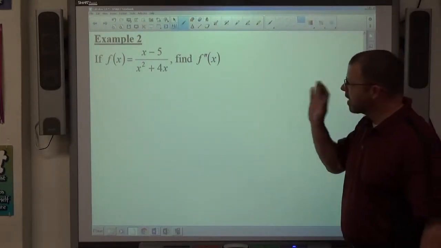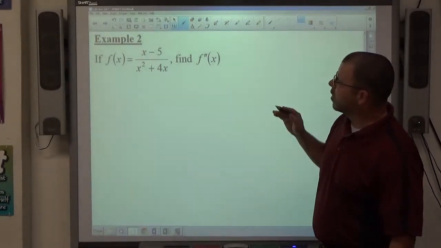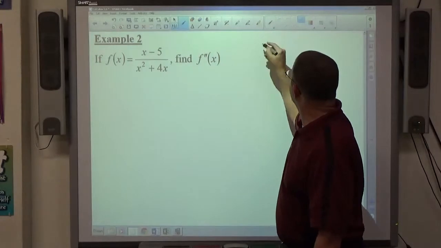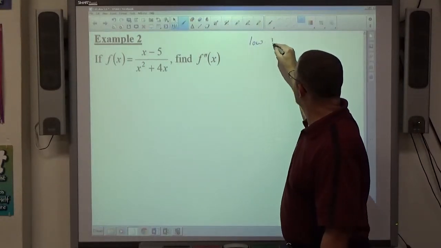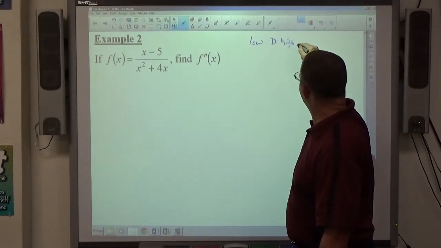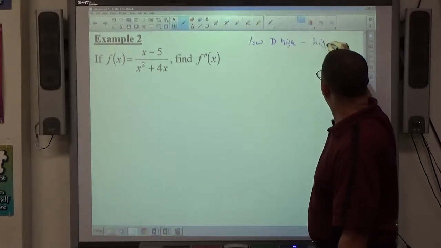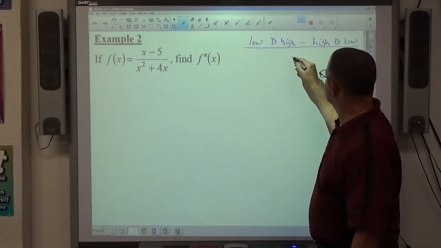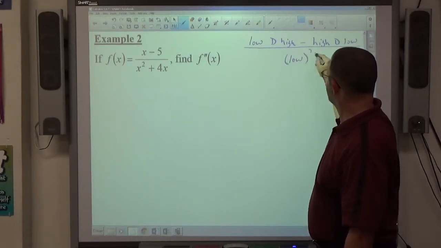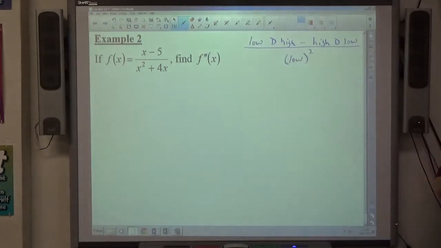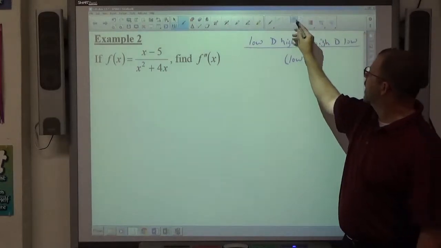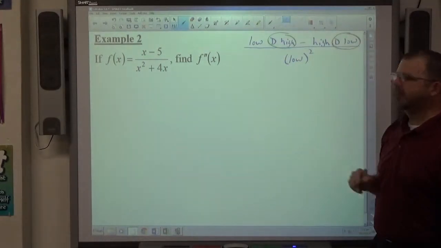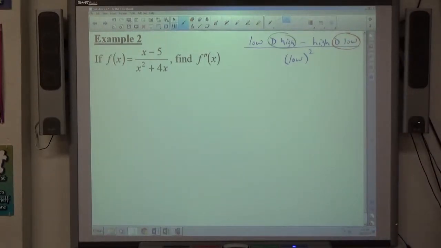But f of x equals x minus 5 over x squared plus 4x is a quotient, so obviously the quotient rule is necessary. The quotient rule, which is low d high minus high d low over the square of what's below. That's the quotient rule. And keep in mind that this is a derivative and this is a derivative. Nothing else is a derivative there. It's just a matter of writing down stuff.